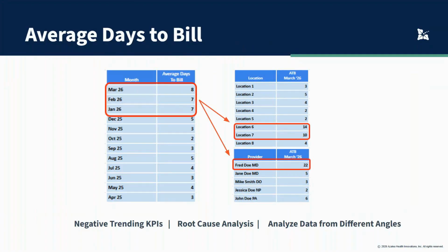They were a multi-specialty group, and it turns out their days to bill started going in the wrong direction, and we found out it was because two of their locations had staff that were slower than the other locations. It turns out they needed to do some retraining because these newly acquired practices had less than ideal protocols.